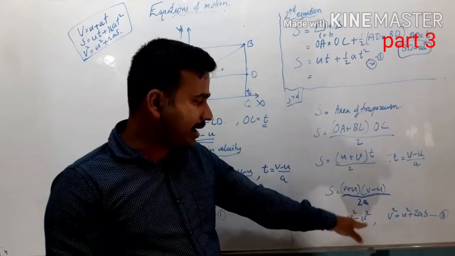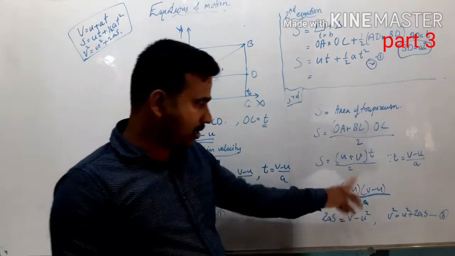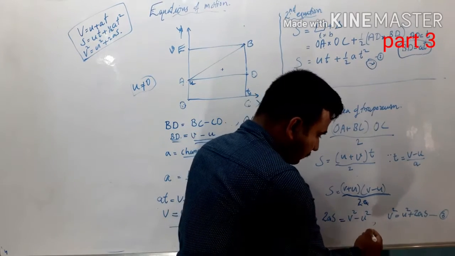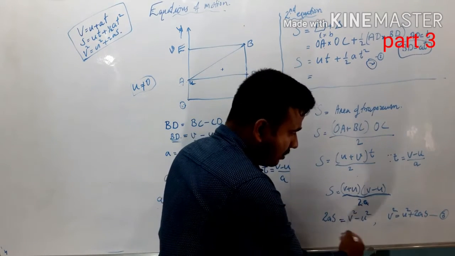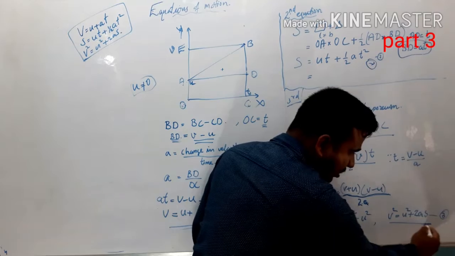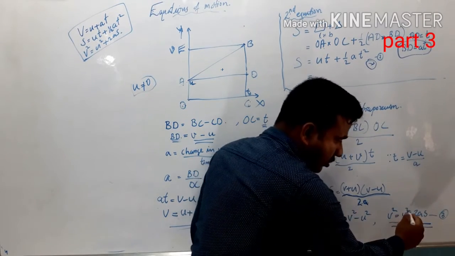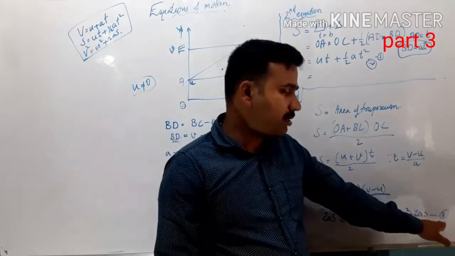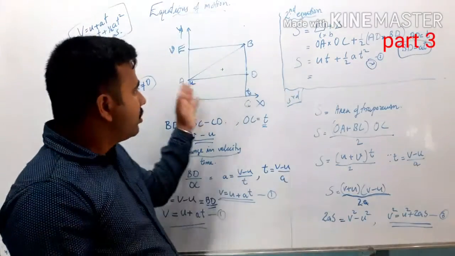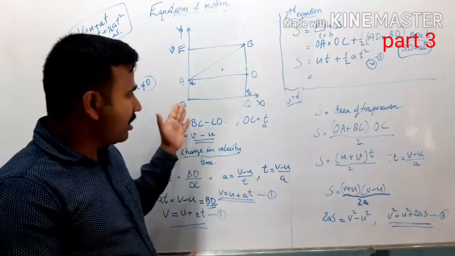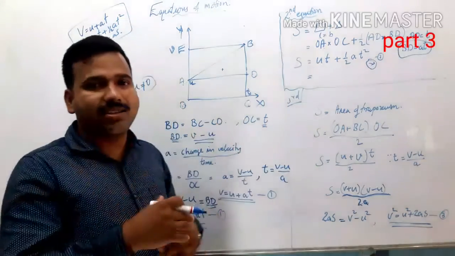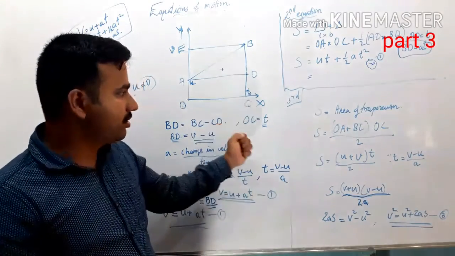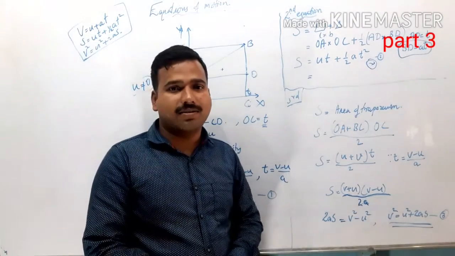Use that particular identity: A square minus B square is equal to A plus B into A minus B. So while rearranging this equation, you can get V square is equal to U square plus 2as. This is our third equation. I hope you understand this particular portion. It's a little bit difficult. Watch it again two or three times so that you can understand it well. Okay, study well, keep studying well. Okay, thank you.